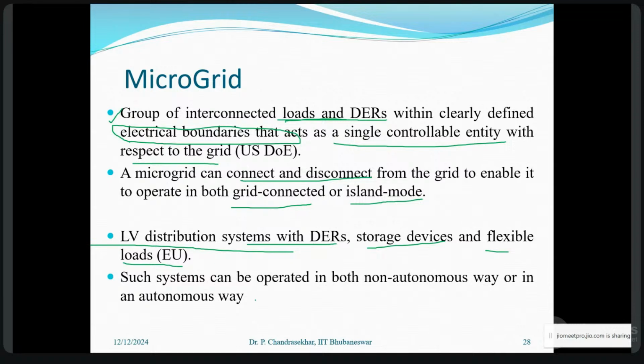Such systems can be operated both in a non-autonomous and an autonomous way. Non-autonomous means, as opposed to autonomous.